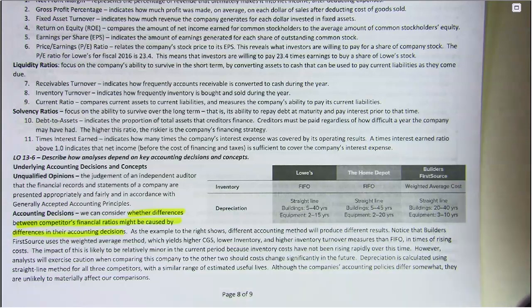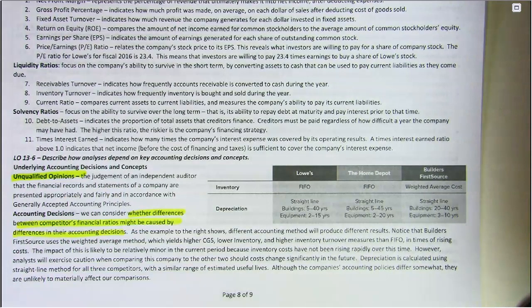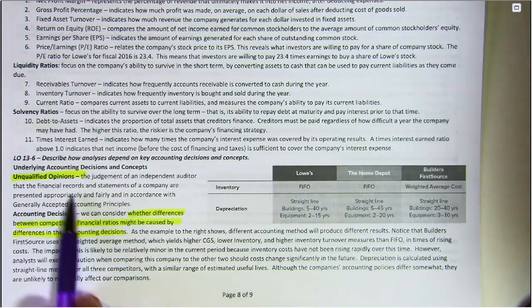I'd like you to just think about and remember this term, unqualified opinion. When you look at an auditor's report for a company, an unqualified opinion means that the independent auditor has judged that the financial records and statements of the company are presented appropriately and fairly in accordance with GAAP, our generally accepted accounting principles. You may hear this term, and I'd like you to be introduced to that.